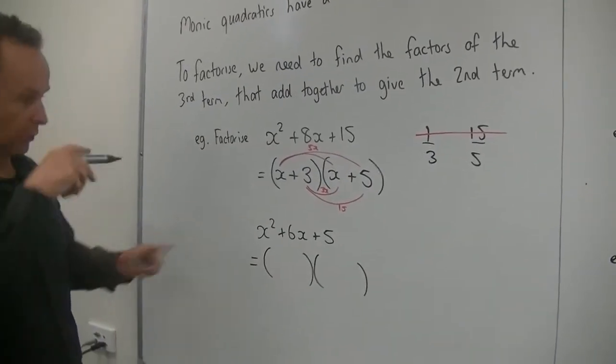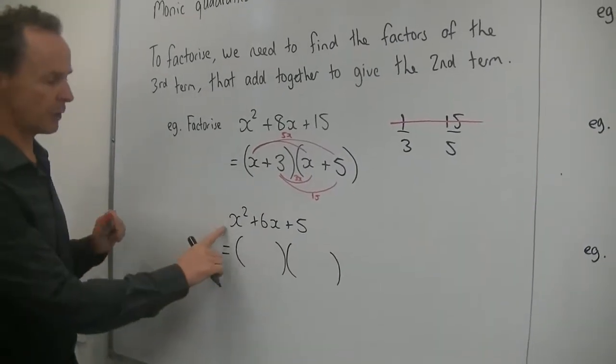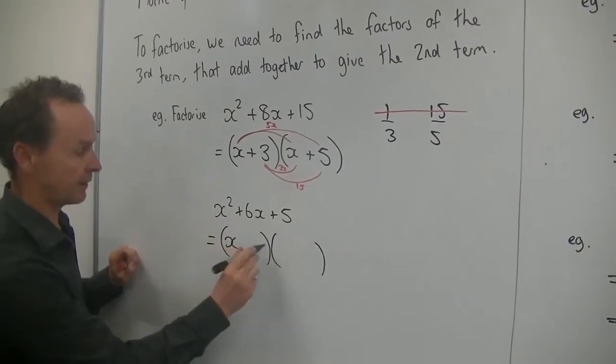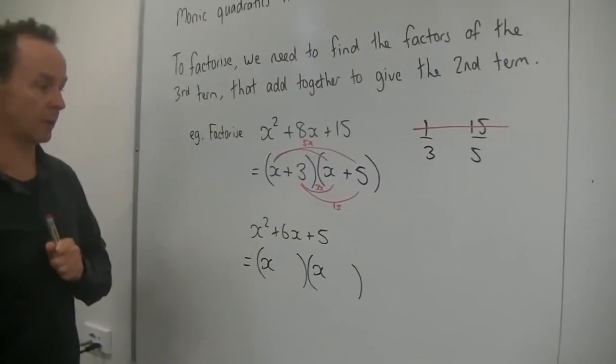Alright, I'll quickly go through. Actually, I'll just do the next question, and I'll explain it again. So, first step I do, look at the x squared. And I know that it's going to be an x and an x at the front of my brackets. Because x times x is going to give me the x squared.